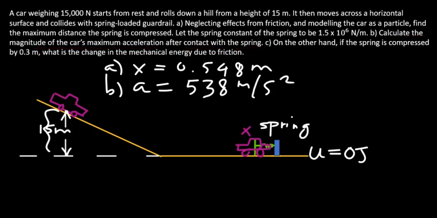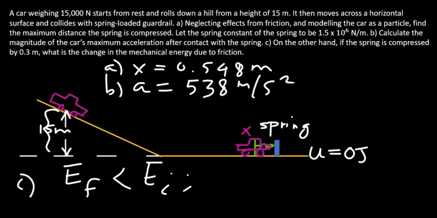Part C. On the other hand, if the spring is compressed, say by 0.3 meter, what is the change in mechanical energy due to friction? So this amount is assuming the effects of friction come into play. What that means is, if you have friction or loss due to friction, the final total mechanical energy must be less than the initial total mechanical energy.